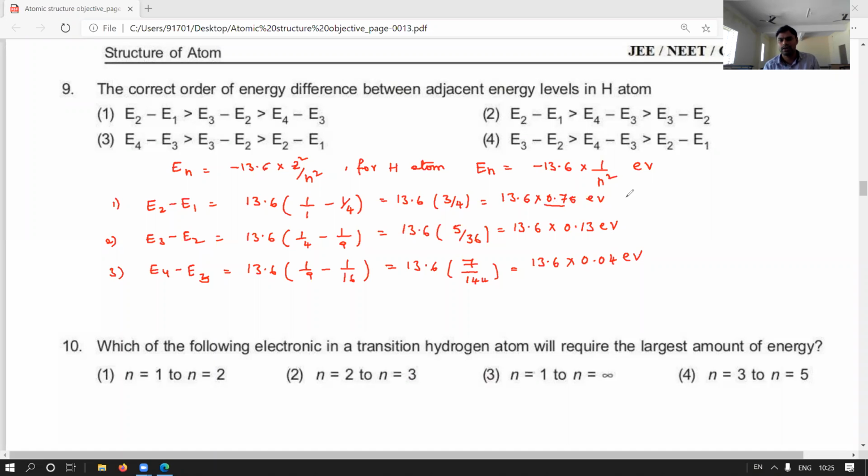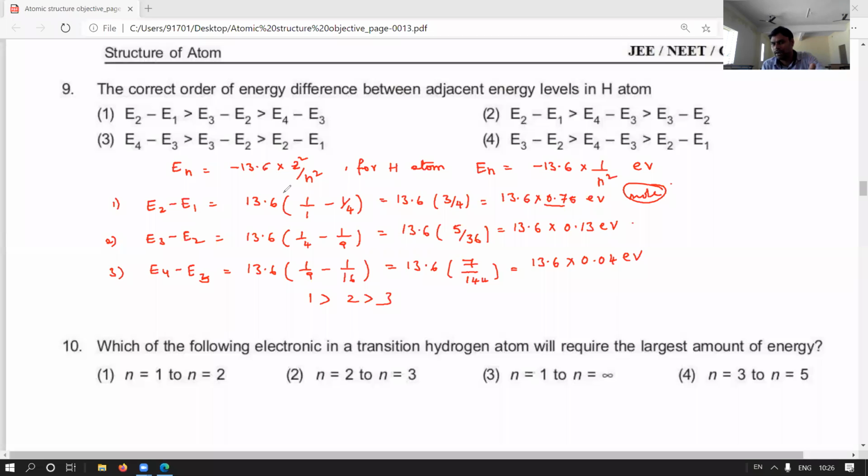So therefore it is a greater value than the second, 13.6 into 0.13, and the third one is 13.6 into 0.04. That's why 1 is more than 2 and then 3. It means the energy difference E2 minus E1 is more than E3 minus E2 and then E4 minus E3. So this we solved theoretically, based on the formula.